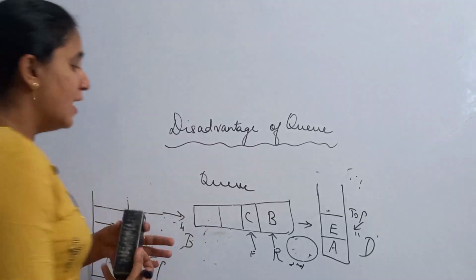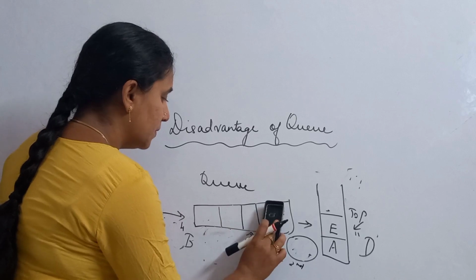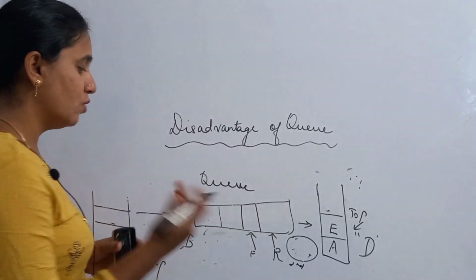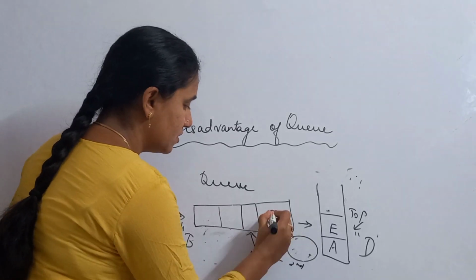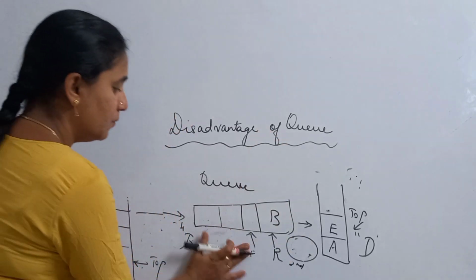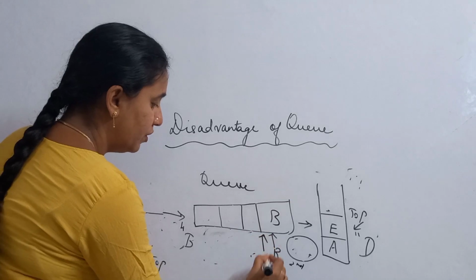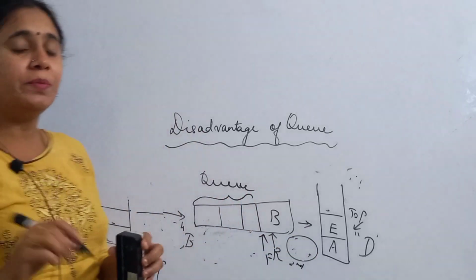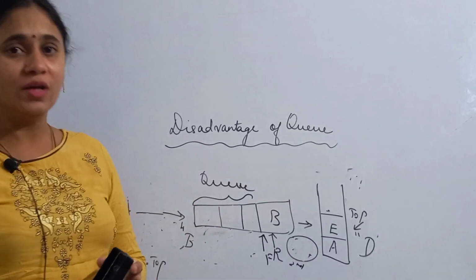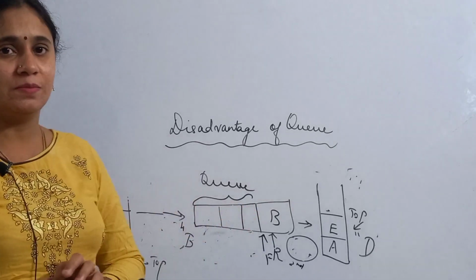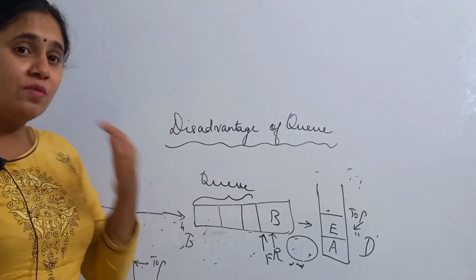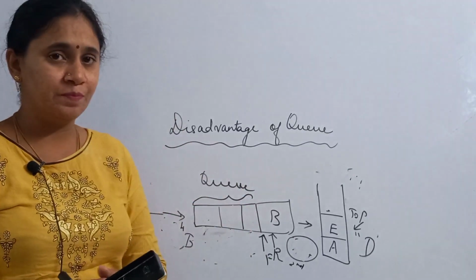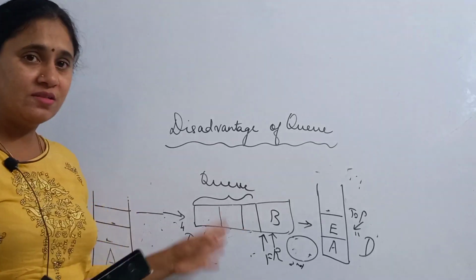So now after deleting all these elements, or for example only one element is present, it will be B. The front pointer will be here. So all these spaces are going to be empty permanently. So we cannot insert any elements. Because of this, what will happen? The memory space is going to get wasted. Isn't it? Right? Can you understand?